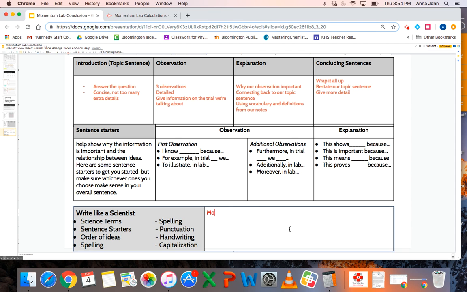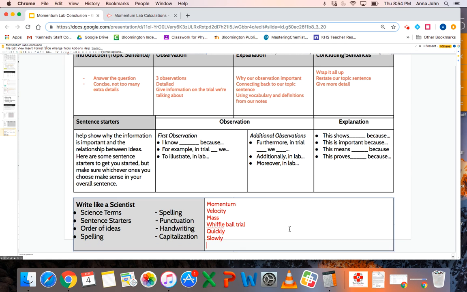So in this lab, you might use words like momentum, velocity, mass, wiffle ball, trial, quickly, slowly. What else did we do? Tennis ball. Trial. We had a couple different trials. So there's lots of good science words that we can be using.